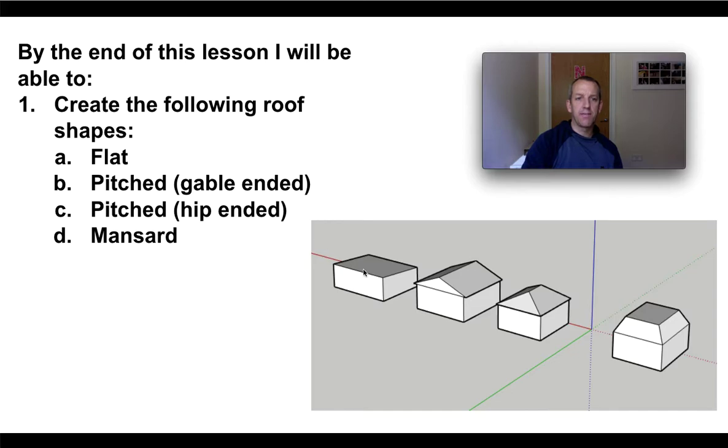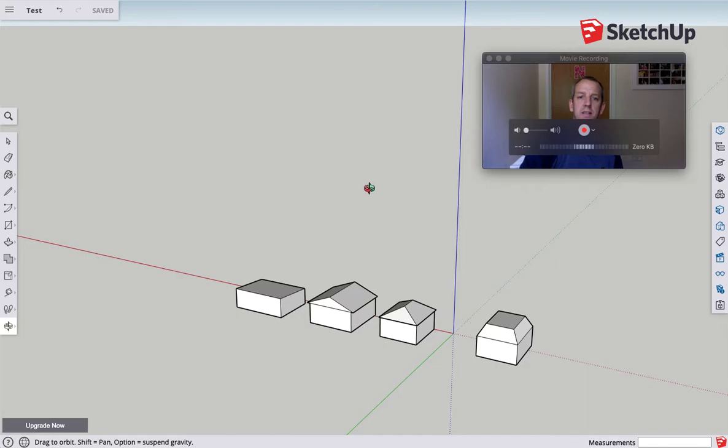So we're looking at a flat roof, a pitched and gable-ended roof. That's one of our most common types of roof. A pitched hip-ended roof where the roof slants back, and a mansard roof as well. If you look around the streets where they're a bit more built up, a lot of the apartment blocks have these mansard roofs. So into SketchUp, remember you're working in the SketchUp app.